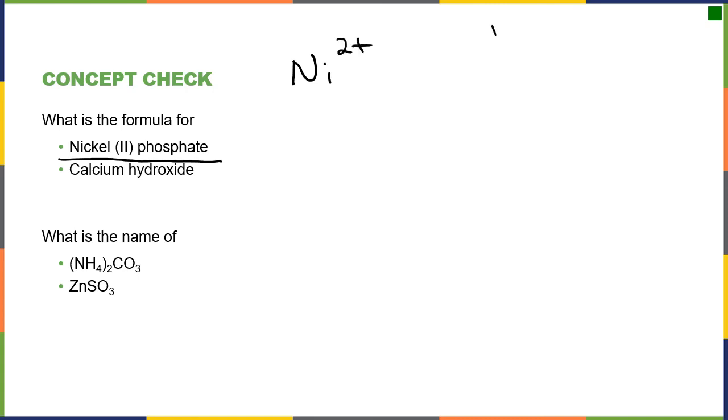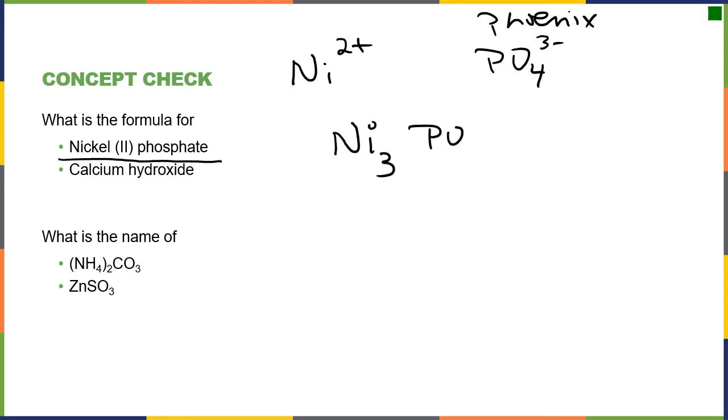Phosphate, we go to Phoenix. If we look at Phoenix, this is PO4, 4 consonants, so therefore 4 oxygens, 3 vowels, so there's a 3 minus charge. We're going to cross multiply, and we're going to have Ni3, PO4, and we need 2 phosphates. So anytime we have more than one of a polyatomic, we have to put that in parentheses. Otherwise, we'd have 42 oxygens, and that's a little ridiculous.